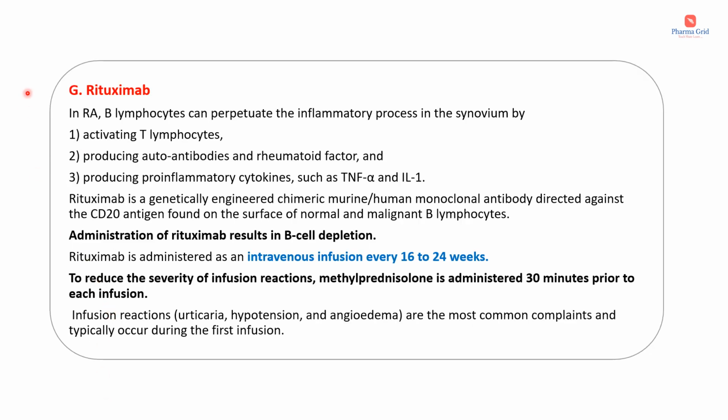So the next important drug is rituximab. In rheumatoid arthritis, B lymphocytes can perpetuate, meaning these B lymphocytes can continue the inflammatory process in the synovium by first activating the T lymphocytes, producing autoantibodies and rheumatoid factor, and producing pro-inflammatory cytokines such as TNF alpha and interleukin 1. Rituximab is a genetically engineered chimeric murine or human monoclonal antibody directed against the CD20 antigen found on the surface of normal and malignant B lymphocytes. So administration of rituximab results in depletion of the B cells.